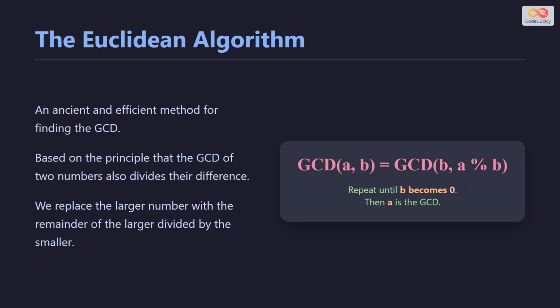Luckily, there is a much faster way, the Euclidean algorithm. This ancient method relies on a clever property. The GCD of two numbers also divides their difference. Efficiently, we can calculate the GCD of A and B by finding the GCD of B and the remainder of A divided by B. We repeat this process until B becomes 0. At that point, A holds our answer.